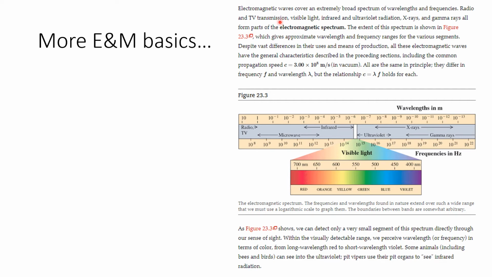Electromagnetic waves cover an extremely broad spectrum of wavelengths and frequencies, and sound covers many wavelengths and frequencies, but not as wide as this is. Radio and TV transmission, visible light, infrared, and ultraviolet radiation, X-rays, and gamma rays are all parts of this spectrum. And the span of this spectrum is shown in the figure below. So you see we go from 10 to the minus 13 in terms of wavelength, all the way up to 10 to the 22, which are gamma rays coming from the sun.